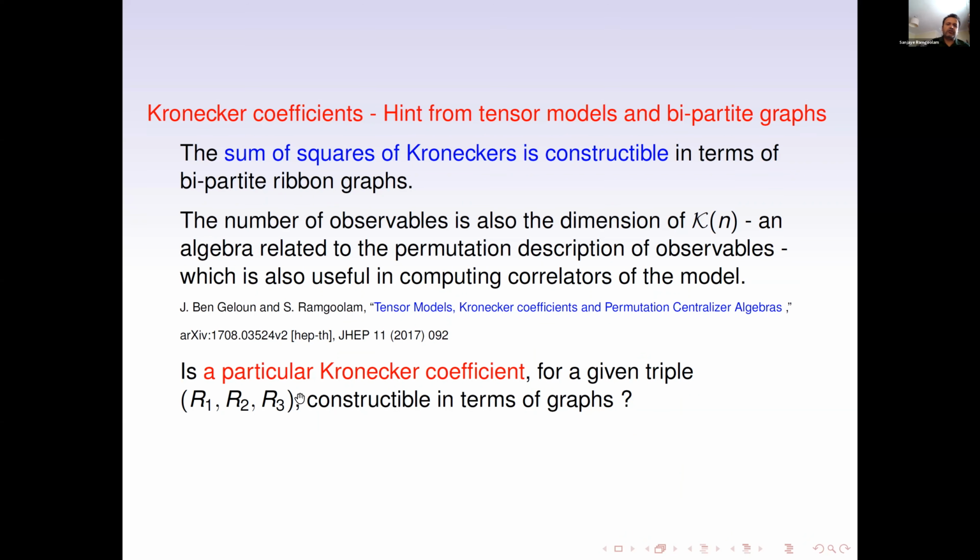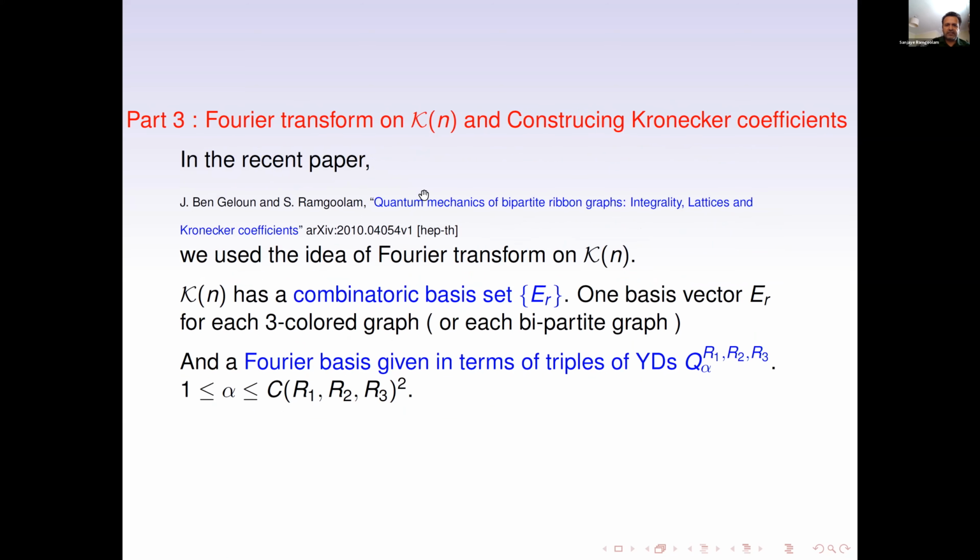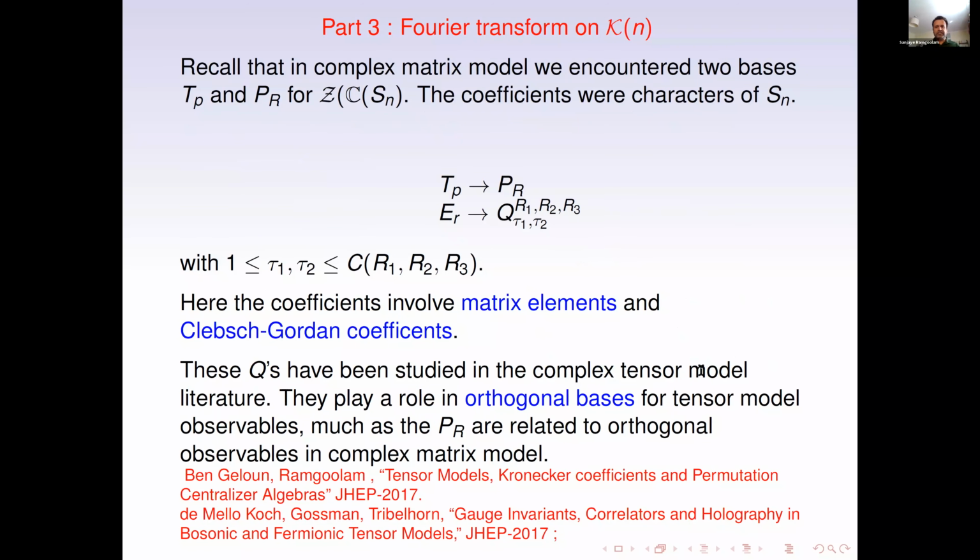What about a particular Kronecker coefficient? Can we get that for a given triple? That's a natural next question, and that's the subject of the recent paper. Essentially, we use the idea that we saw in the one matrix model. There's a combinatoric basis of conjugacy classes, and there's a projector basis, and the relation between the two is very useful. If we develop an analogous story for K of n, this algebra I introduced, that gives you the tools to address this question, which I will describe next. So this is part 3.